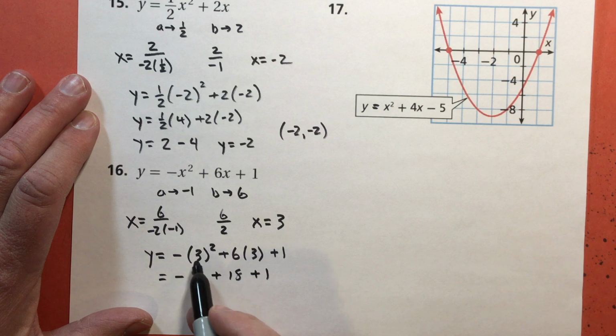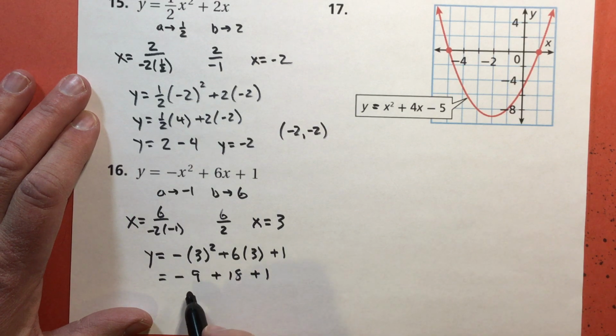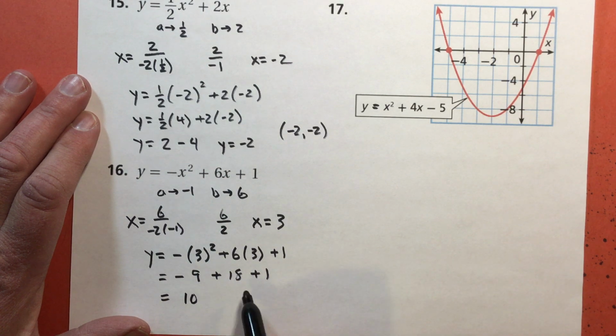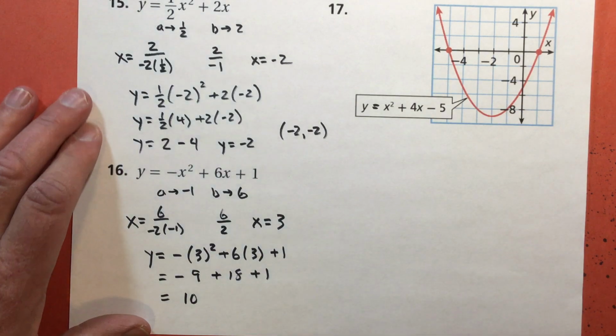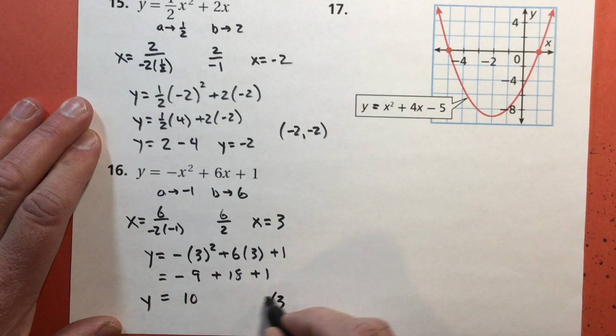Now I did the exponents and the multiplying at the same time, but like I said in the previous one, they don't affect each other, so it's okay. Negative 9 plus 18 is positive 9, and positive 9 plus 1 equals 10. And either way, if you want to do 18 plus 1 is 19, and 19 minus 9 is 10, it's all good. My vertex is going to be 3, 10.